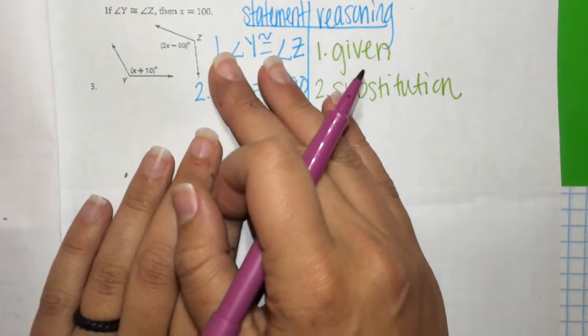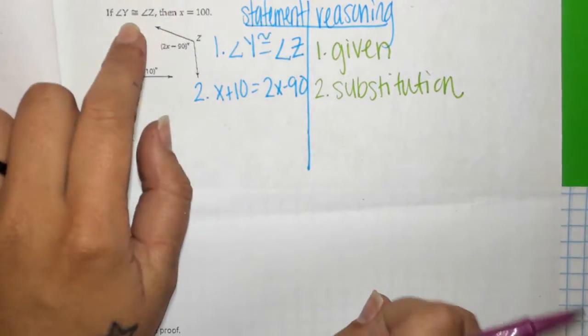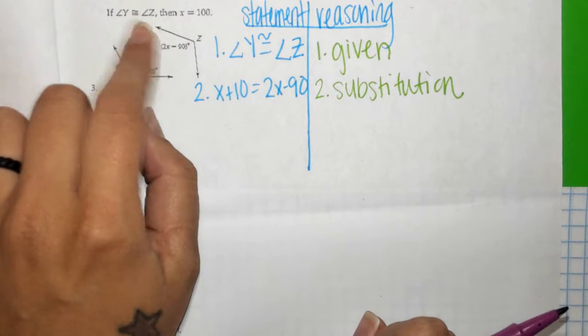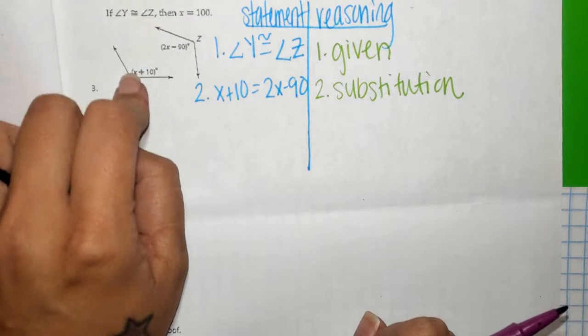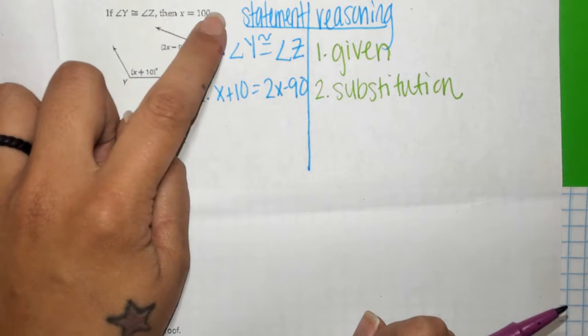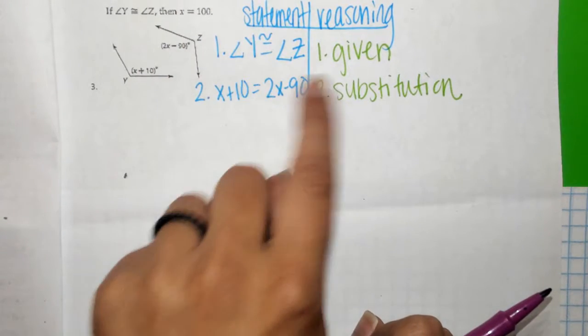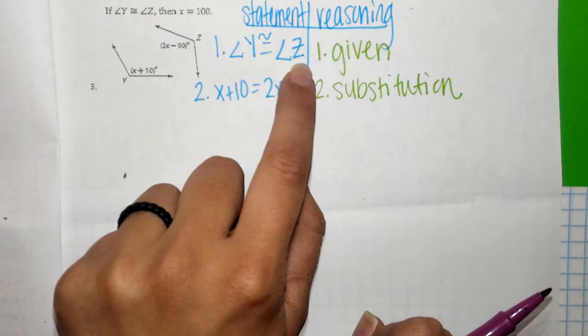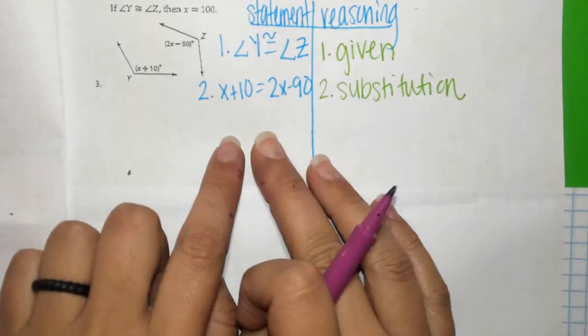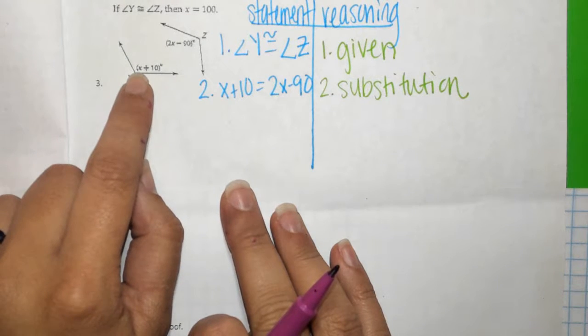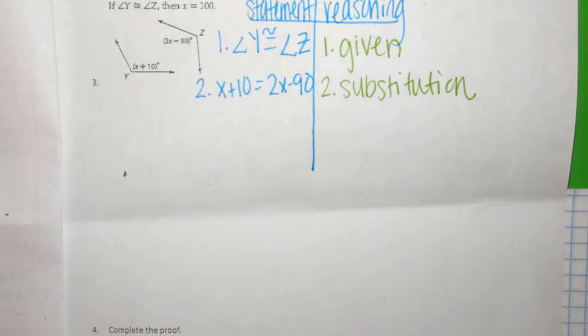Okay, so what you're doing on these is you are going from the if to the then. So we are proving what they say. They say that if these two angles are congruent, then x must be 100. We started by writing down our given that angle y is congruent to angle z. Then we substituted because the measure of angle y is x plus 10, and the measure of angle z is 2x minus 90. Does everybody understand? Now we need to solve it.